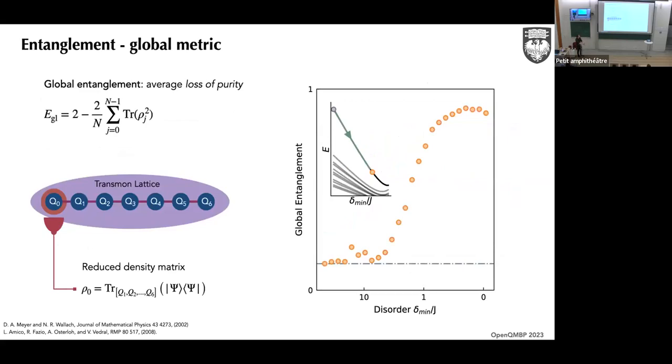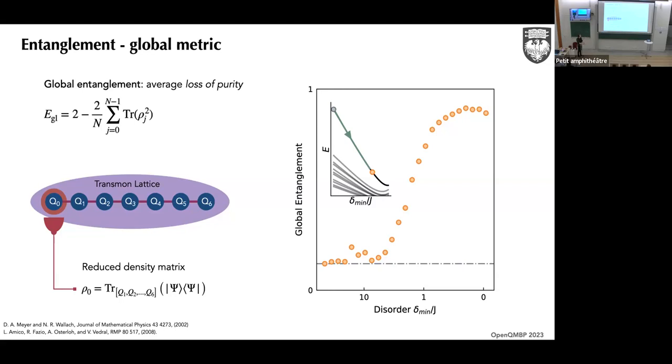And then you can also look at an entanglement metric, where we're looking at the loss of purity by measuring the density matrix of each lattice site and probing how much one qubit is entangled with the other qubits by looking at the loss of purity and averaging over all the qubits. Here I'm showing you the data for free particles.